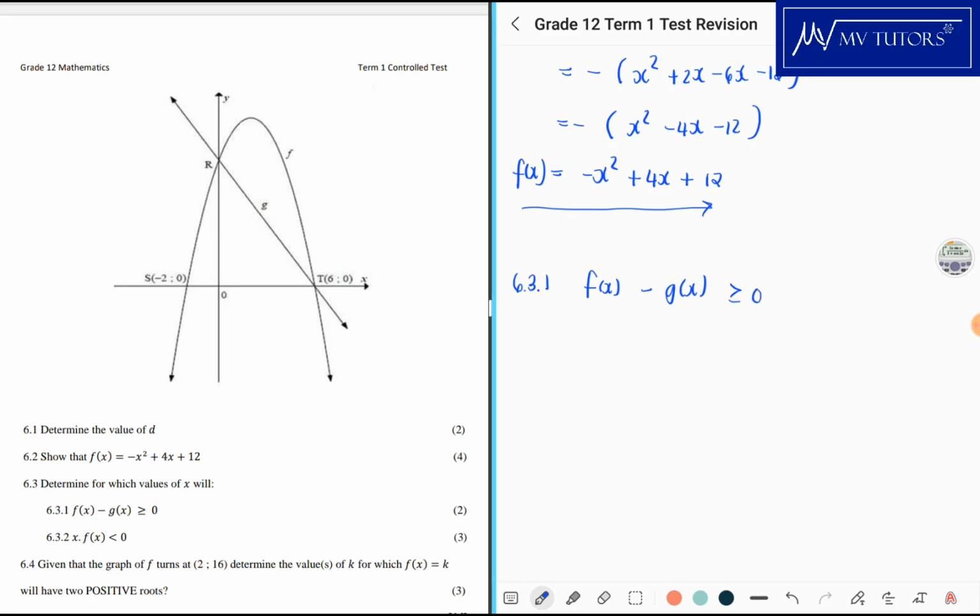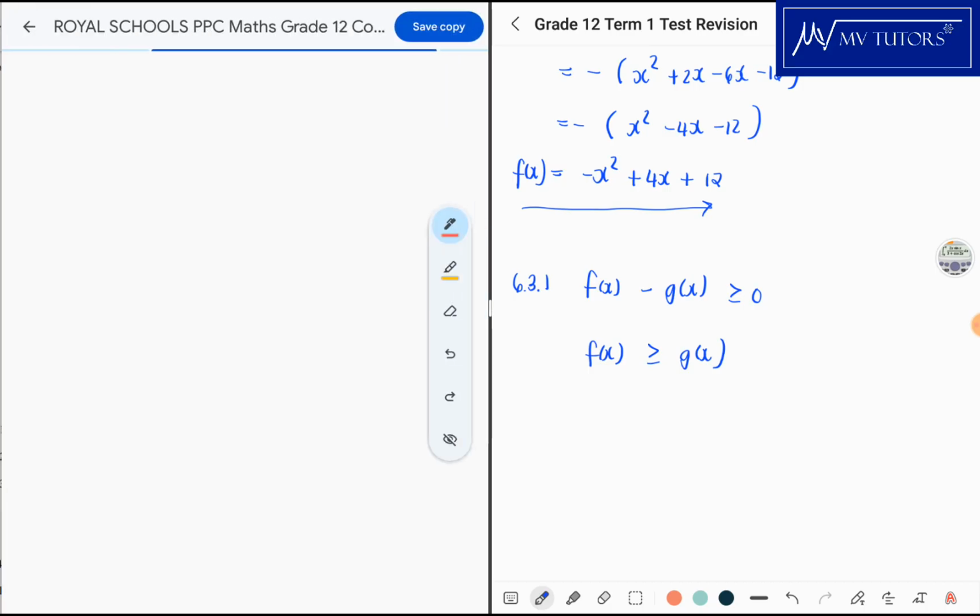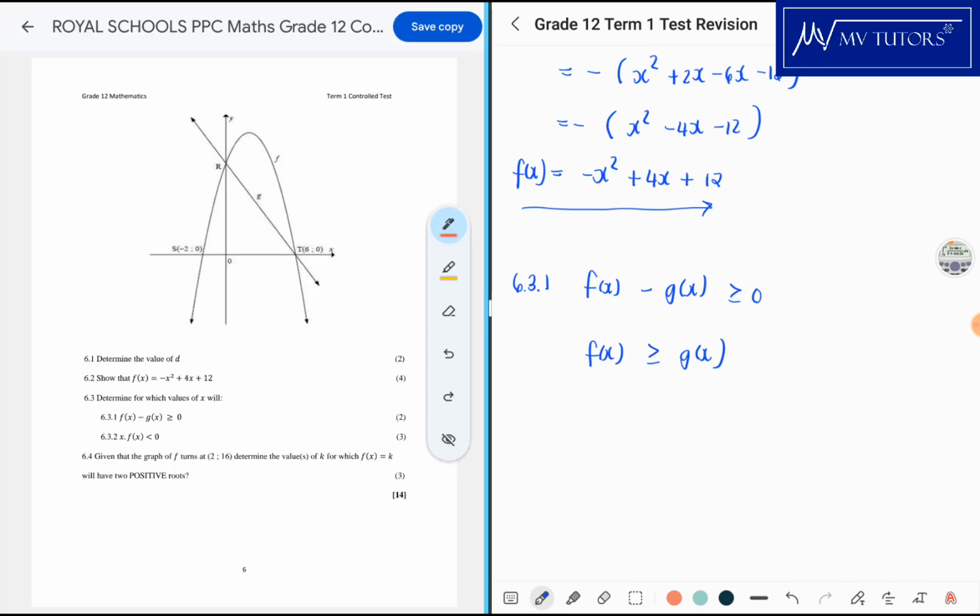Okay, so it's basically saying if you take the y values of f and you subtract the y values of g, where do you get positive y values? Another way of looking at it, you can say f of x bigger and equal to g of x. So basically, if I have a look at my graph, where are the y values of f bigger than the y values of g? And this is f, by the way.